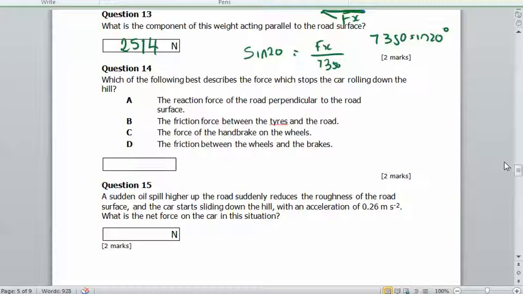Which of the following best describes, what do you have for this one, Chris? Friction force between the tyres and road? Absolutely. The reason why the other ones, handbrake and the wheels, no: friction is a contact force. So between the wheels and the brakes, no. Reaction force on the road, perpendicular, whatever, no. B.